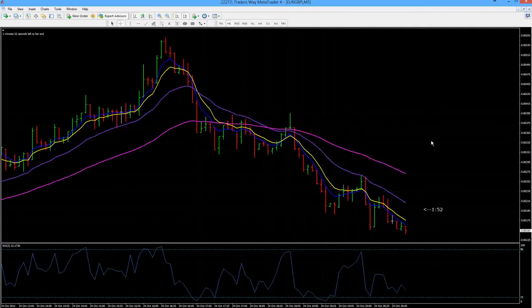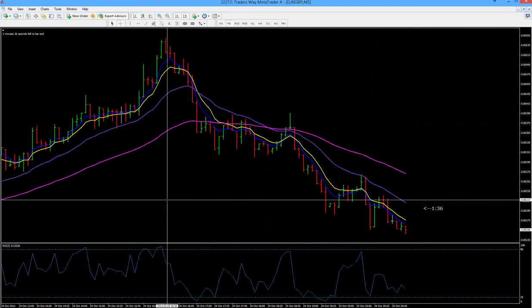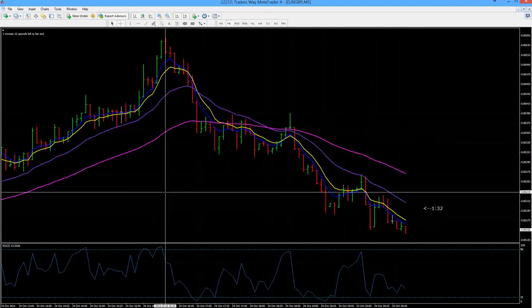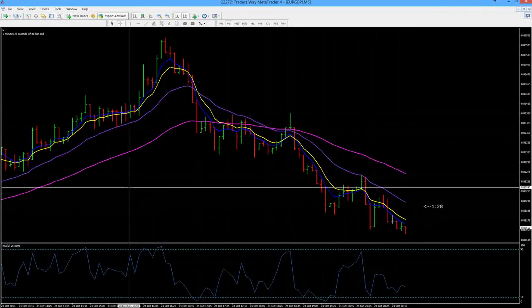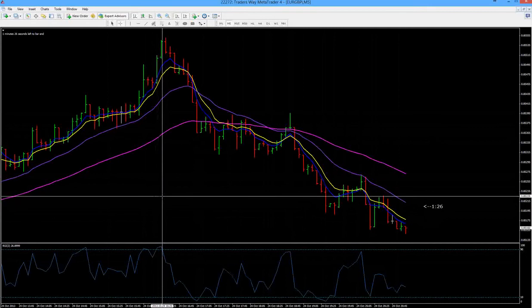So again, it's something you'll have to get used to. It's not set in stone that just because RSI hits 90 or 10, price is going to reverse. But if you combine RSI with the EMAs for trending, you can get a pretty good idea of what the market's going to do. Up here, we broke 90.